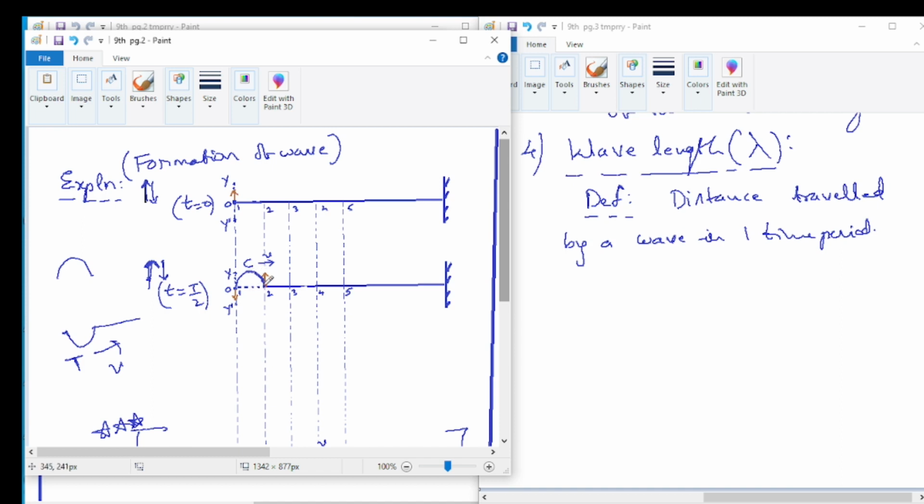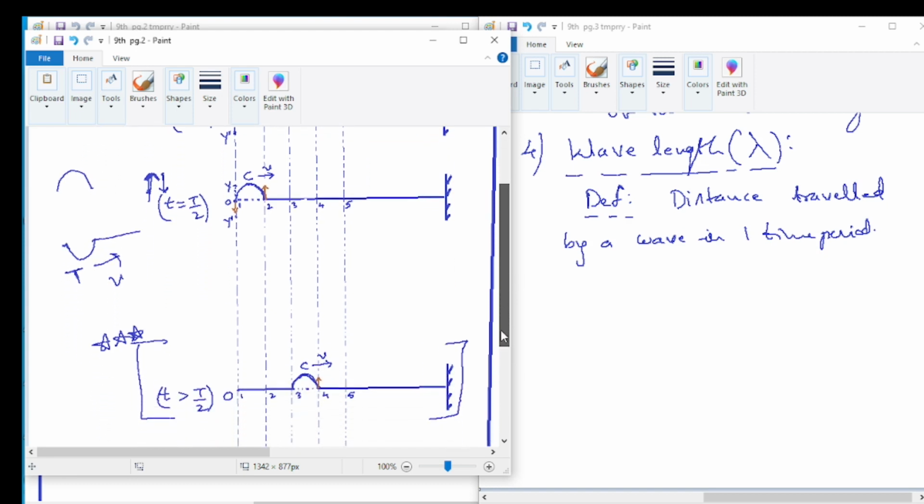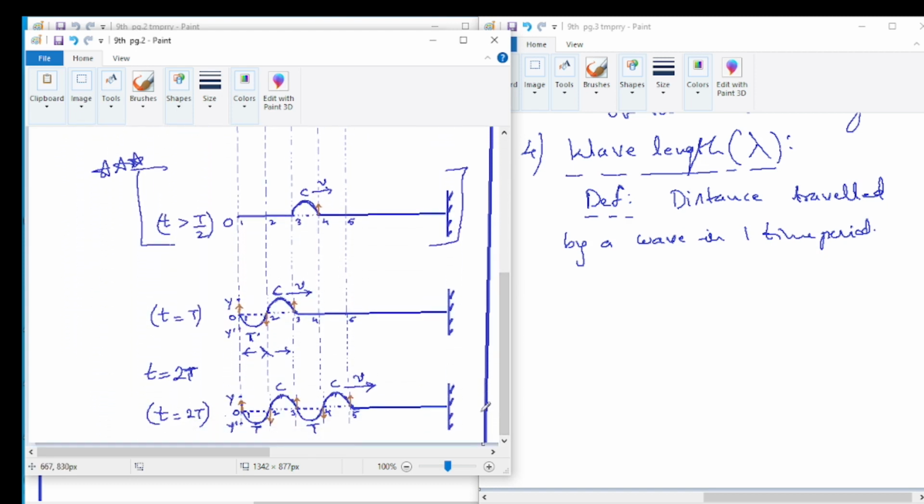All the other particles will not be at their extreme positions. So only this is at the extreme position. And what is the displacement here from the mean position? It's the maximum. That itself is called amplitude, just as in the previous definition. So now considering this particular diagram, at a time t is equal to T, we have seen that two waves are formed here. Actually, two waves have been formed at the end of time t is equal to T.